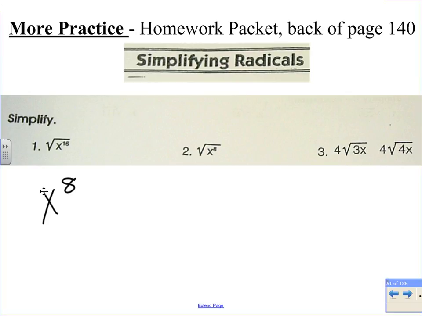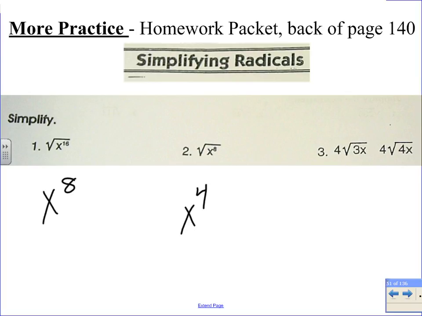Awesome, perfect. So it's x to the 8th because it's an even numbered exponent, so your answer is x to the 8th. Okay, Drew, what's the answer to number 2? Good, how did you get that? Good job, it's a perfect square.